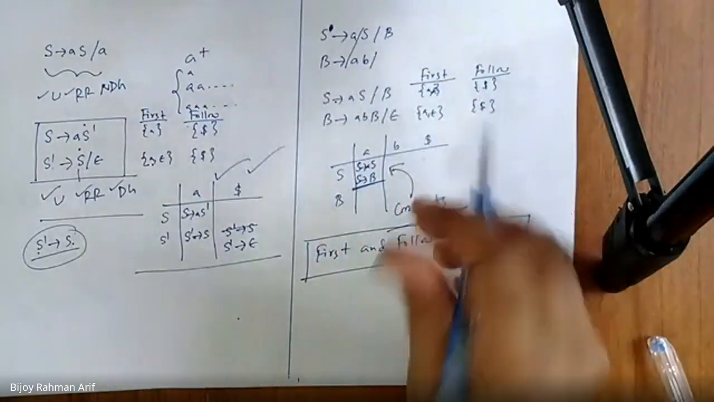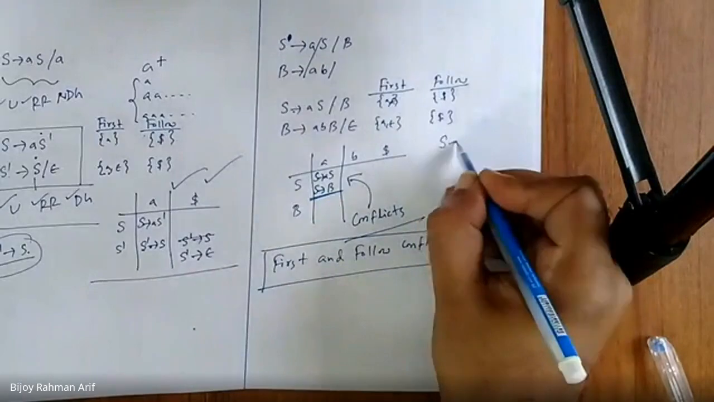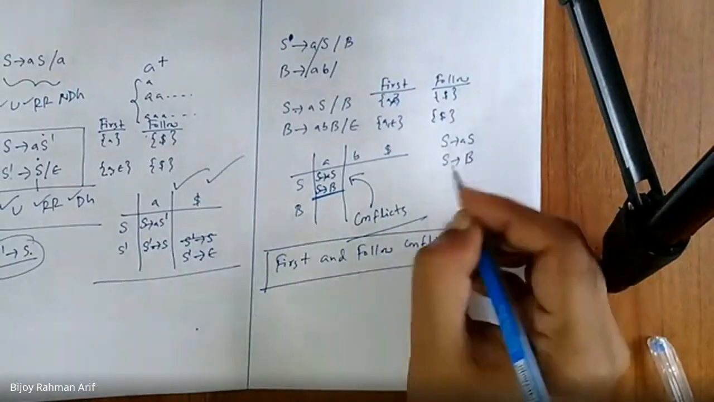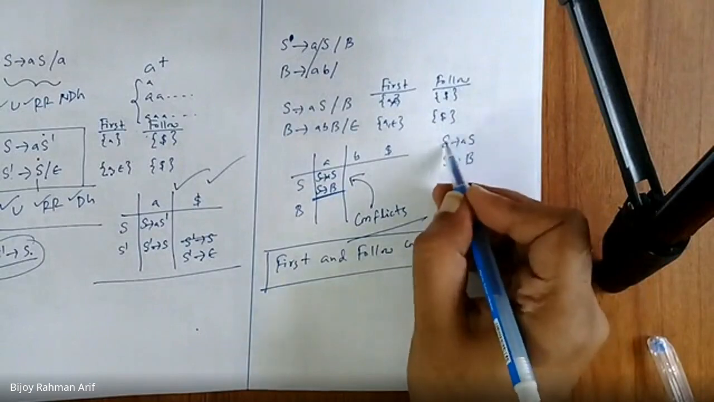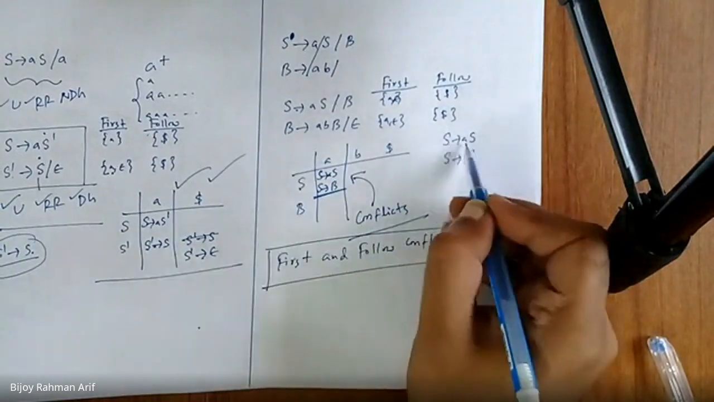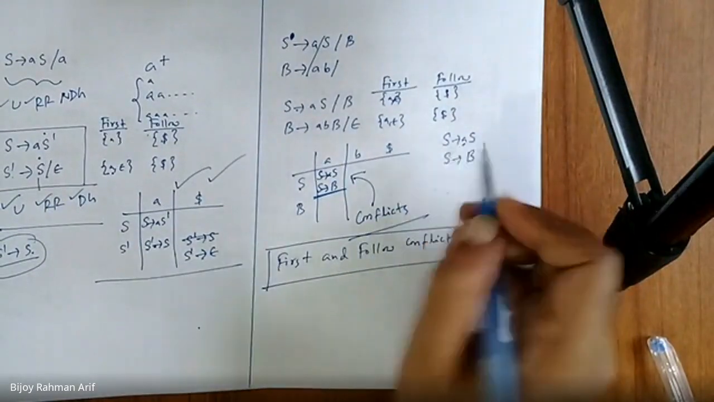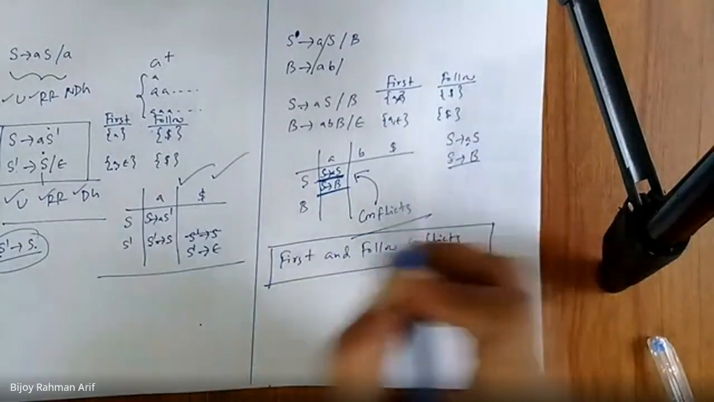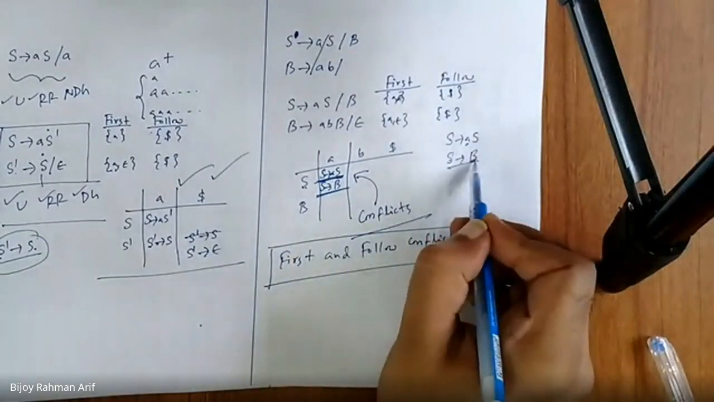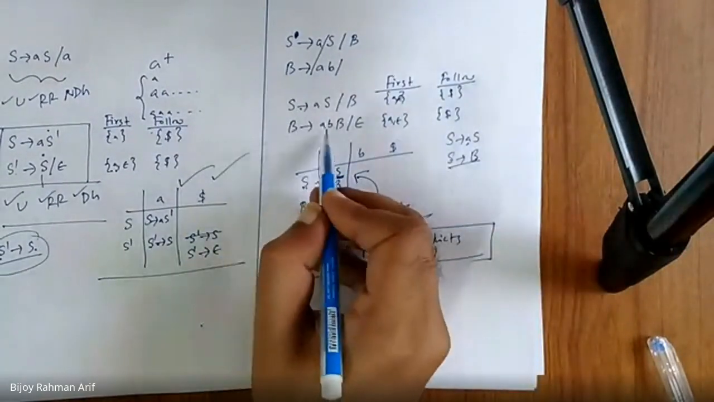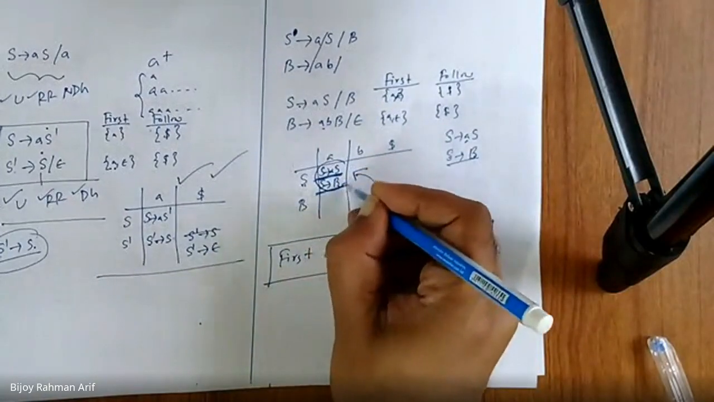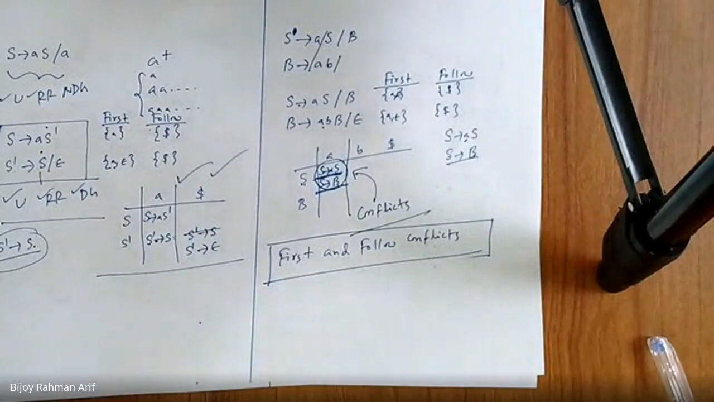Second, S derives AS and S derives B. Why should I put this one? Row of S, column of first of RHS, which is nothing but A. So I should put it here. Am I right? How about the second one? Row of S and column of first of B. First of B is also A. So I should put it here. So same cell, there are multiple entries. Am I right or not?